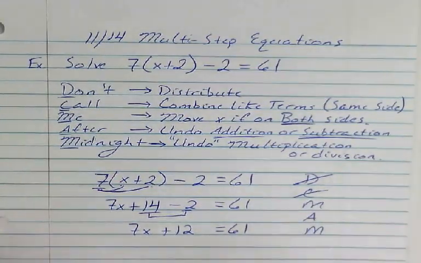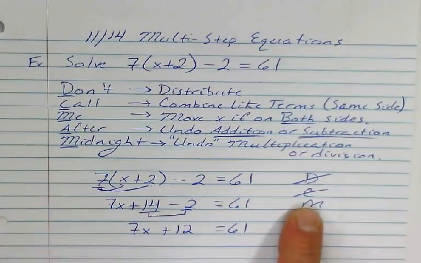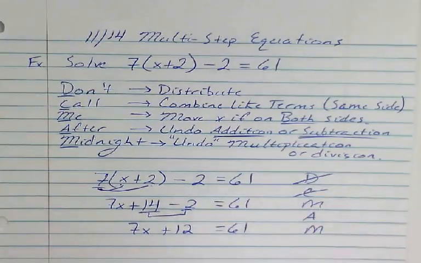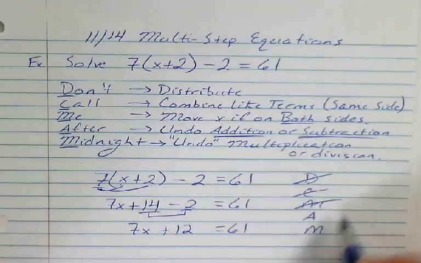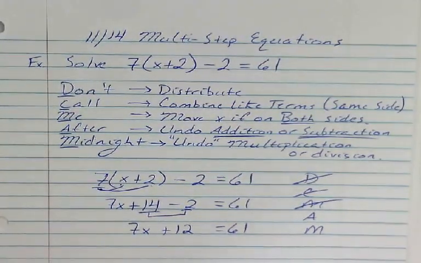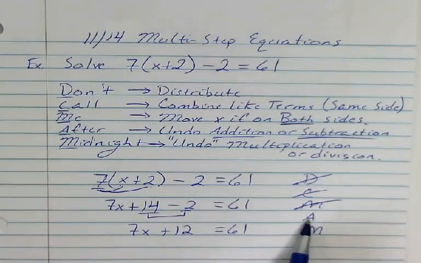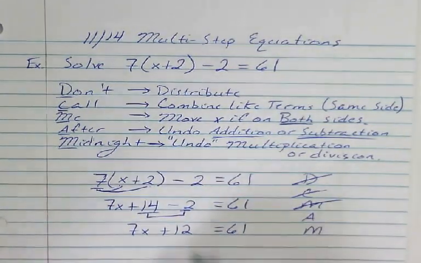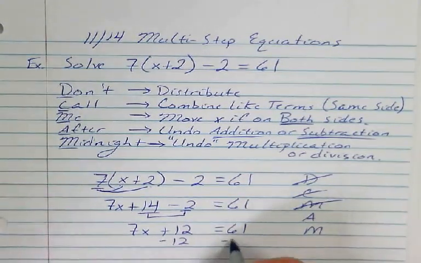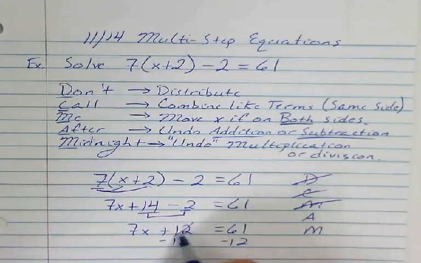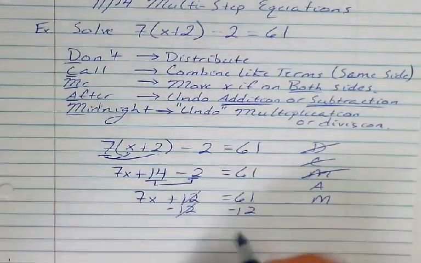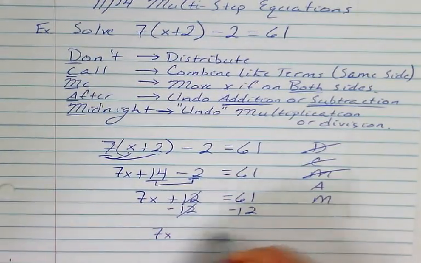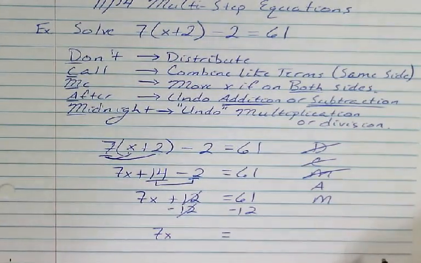Combining is done. Moving only occurs if x is on both sides. In this case, x is only on one side, which is typical in 7th grade, so no moving. A, add or subtract. Well, yeah, we're going to do the inverse of adding 12. We want to get all the constants on one side. So we have to get rid of this plus 12, so we subtract 12 from both sides. 12 minus 12 is 0, and we are left with 7x equals 61 minus 12.